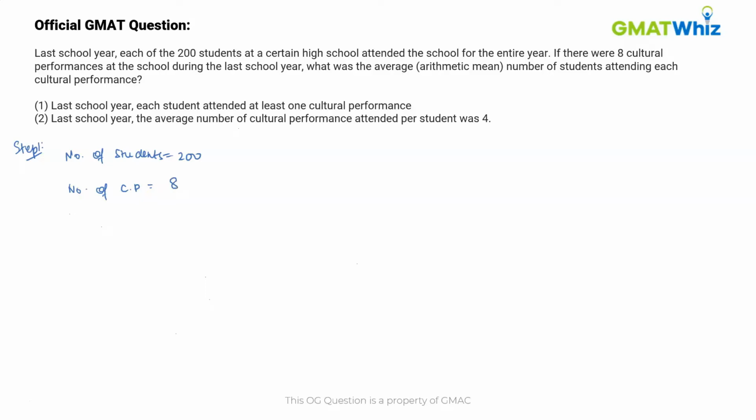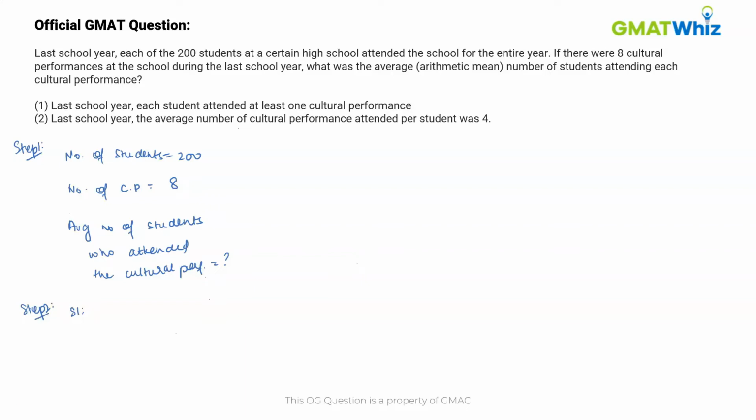We have to find out the average number of students attending each cultural program. So the question is asking us to find out the average number of students who attended the cultural performance. Now, since this is all the information that we can get from the question, let's move on to step 2 and analyze statement 1.